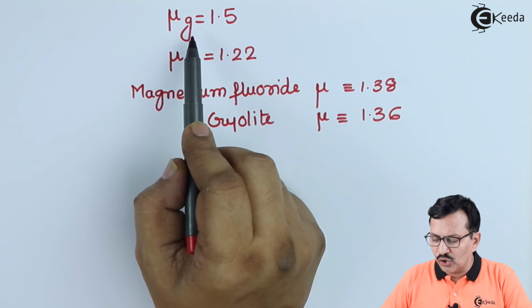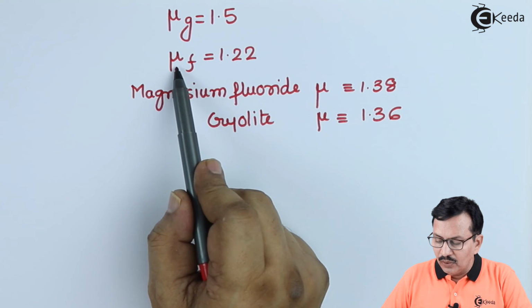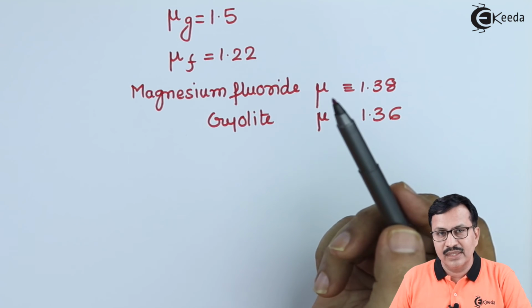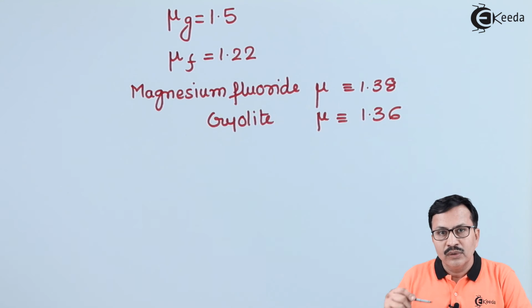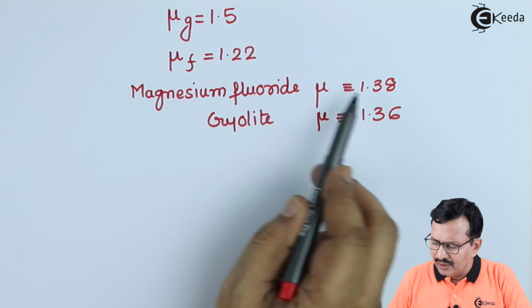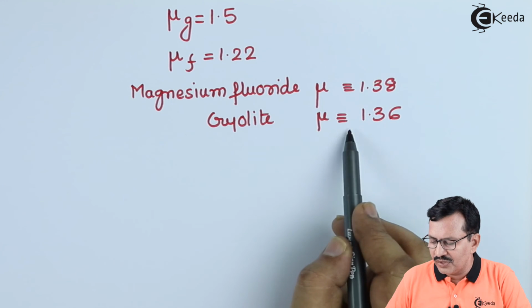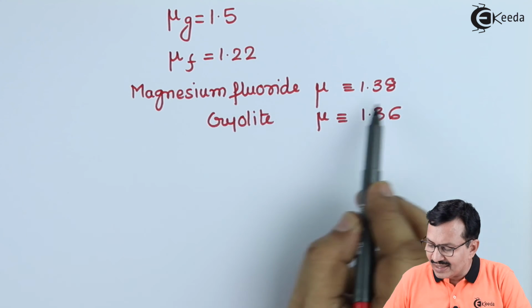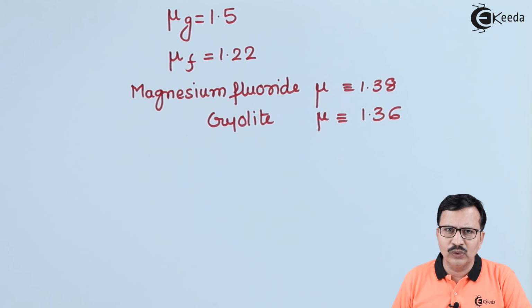Typically, the value of mu g is 1.5 and the value for the film, if I take the square root of this one, is approximately 1.22. So the materials that fit this particular condition are magnesium fluoride, which is near to that, with refractive index 1.38, or cryolite, mu is equal to 1.36.